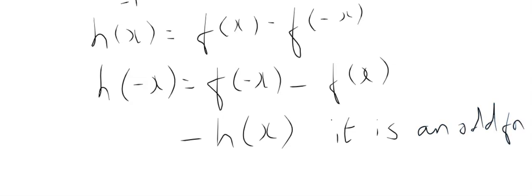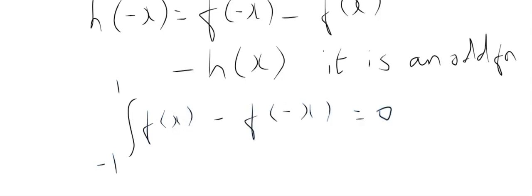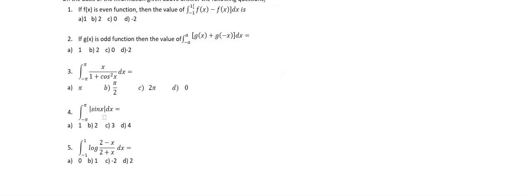So, therefore, by the given condition, it is clear that integration of minus 1 to 1 f of x minus f of minus x will be 0. If it is an odd function, it is 0. Now, let us look into the second question. If g of x is an odd function, then the value of integration of minus a to a g of x plus g of minus x dx is a 1, b 2, c 0, d minus 2.